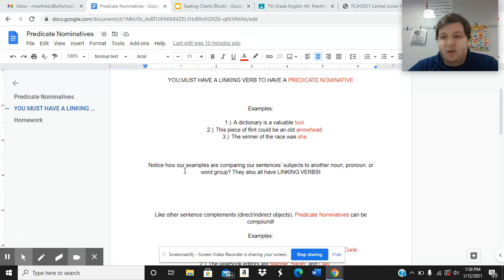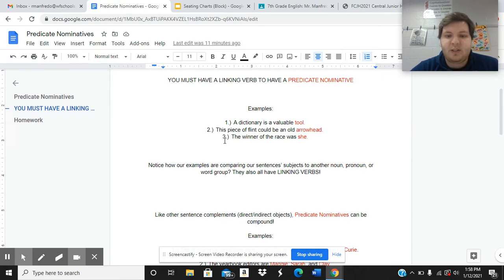We've got some examples of what a nominative would look like in a sentence. Right here we have, a dictionary is a valuable tool. We are using the linking verb is, and we are comparing dictionary, our subject, with the nominative tool. So we're saying this is that. That's basically what a nominative does.